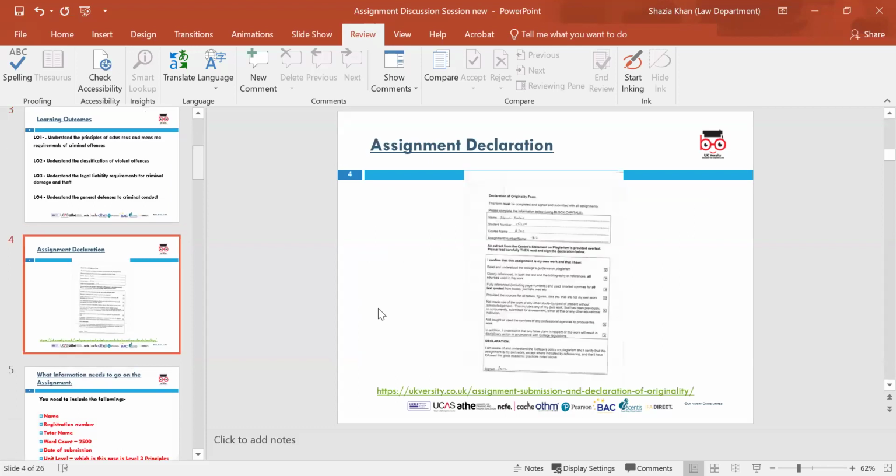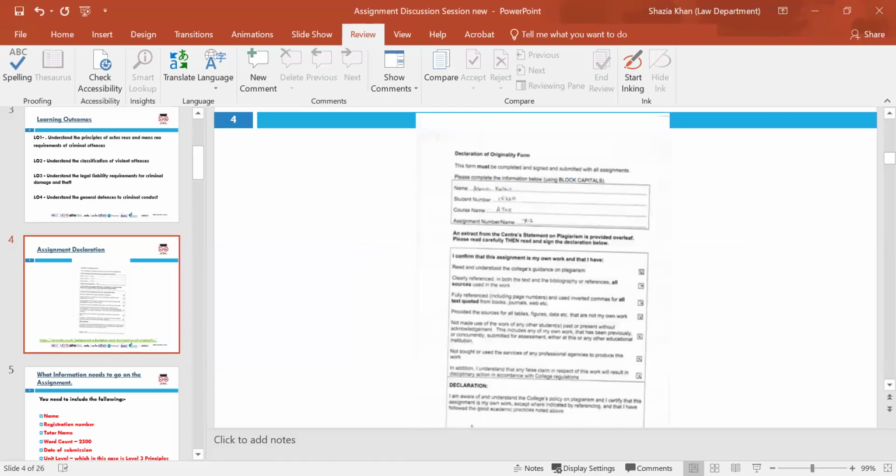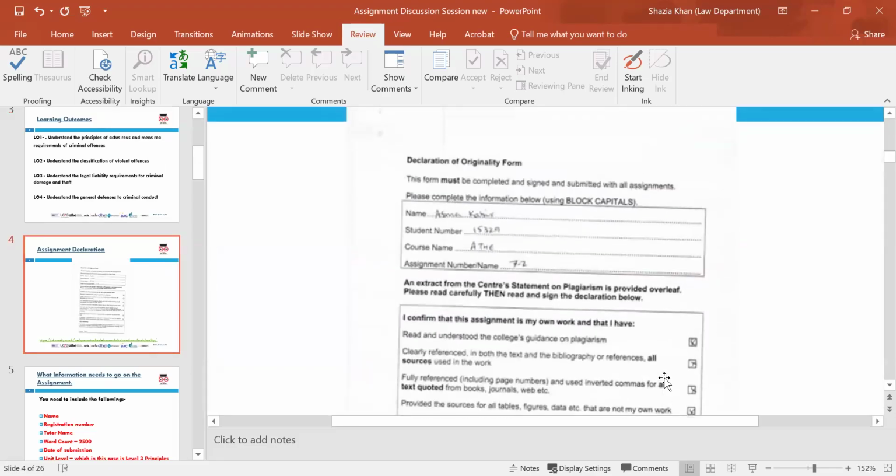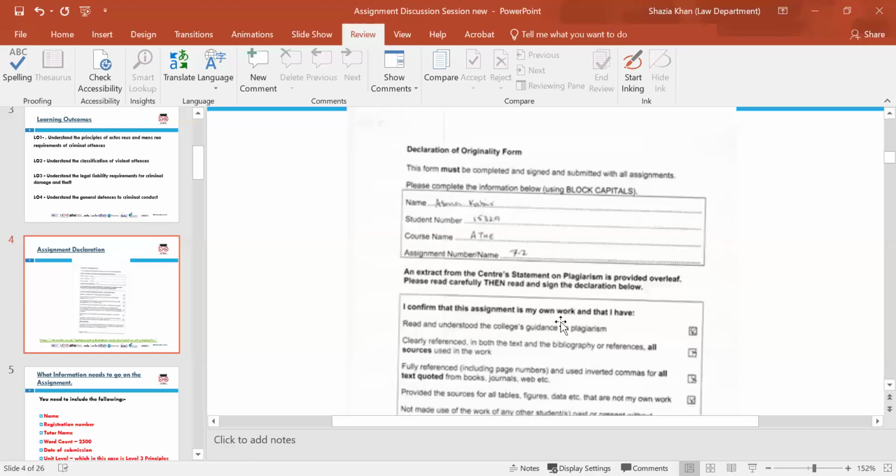Assignment declaration. So this again is really important when it comes to doing your assignment. You need to make sure, and I'll bring this up now so you've got a little bit of an idea of what to do, that you sign this declaration. I'll just increase the size so you can see that this declaration needs your student name, your student number, and your course on there as well, and assignment details.